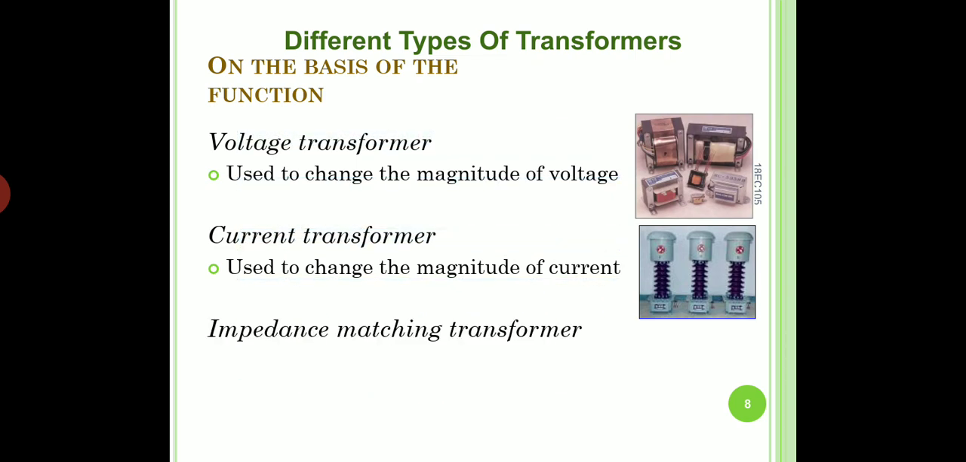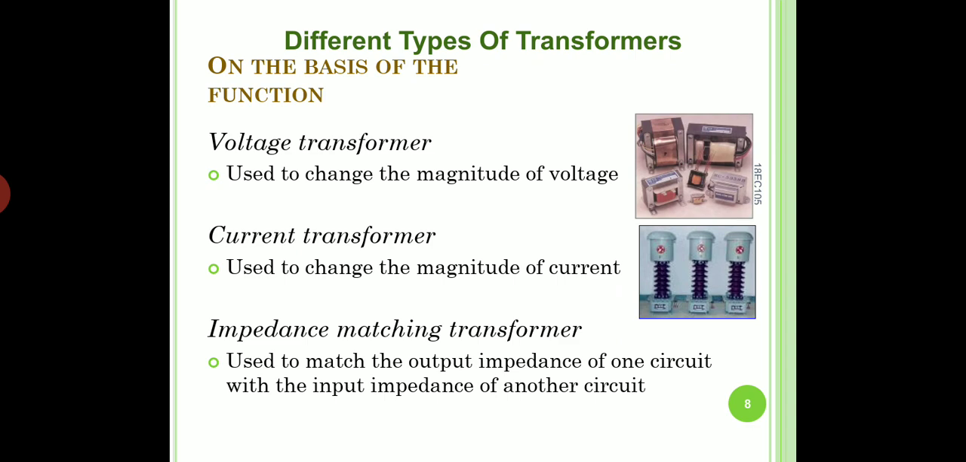Then we also use impedance matching transformers. We basically know by the maximum power transfer theorem that maximum power will be transferred to the load, or the next circuit, when there is perfect impedance matching. When there is an imbalance in the matching, we sometimes use this transformer to couple the signal from one stage to the next section. It is used to match the output impedance of one circuit with the input impedance of the next circuit.